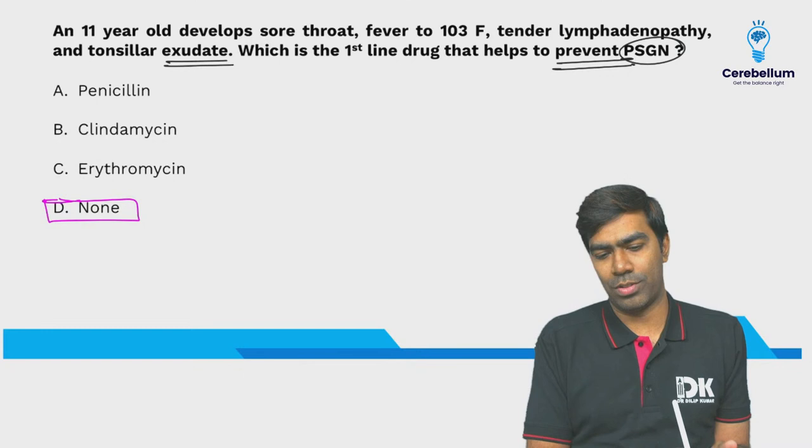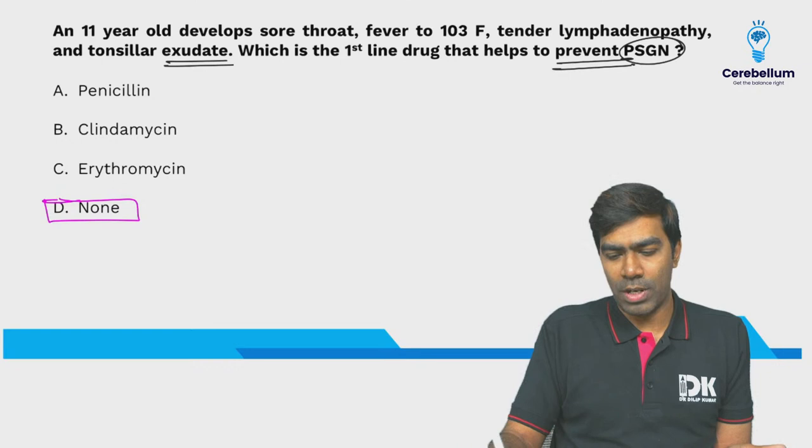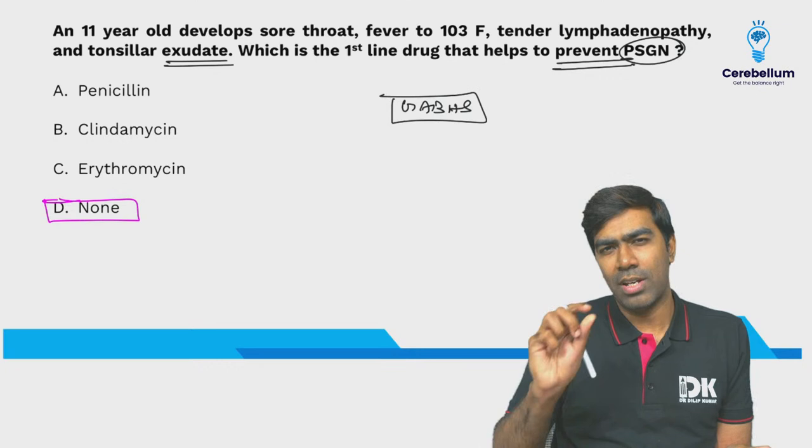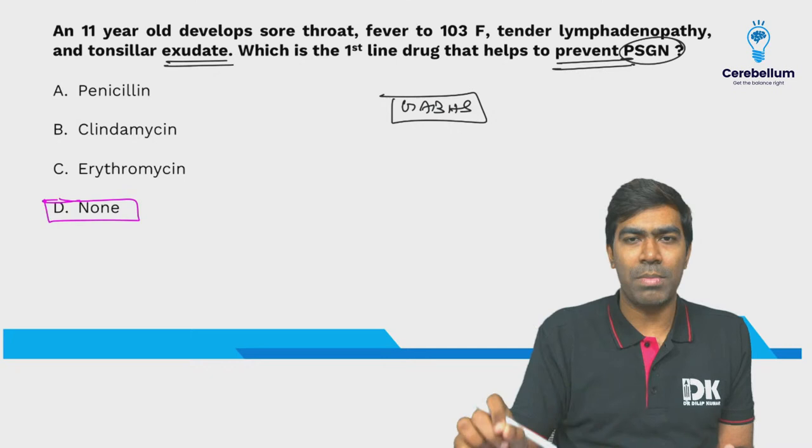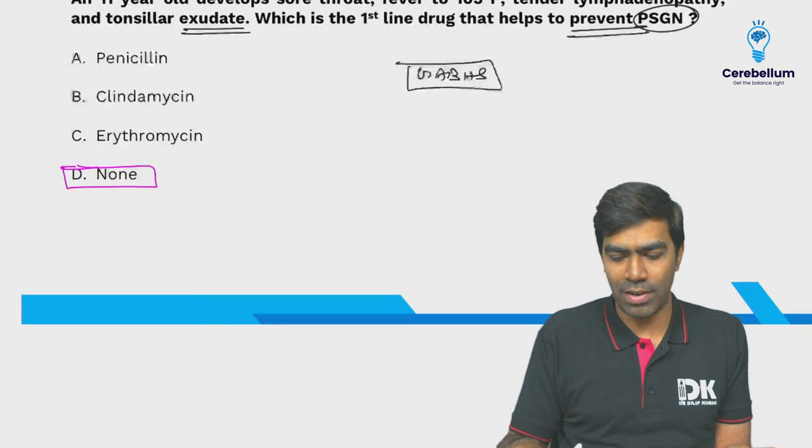Okay, so let me explain what PSGN means in the first place. That is post-streptococcal glomerulonephritis. It's caused by GABHS, that is group A beta hemolytic streptococcus. Again, this is based on one line given in Harrison, clearly stating that PSGN can't be prevented. If you get a streptococcal infection and you're prone to develop it, you're going to develop it. There's no doubt. You're only going to treat after that.